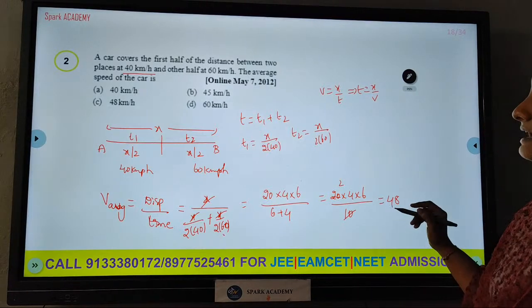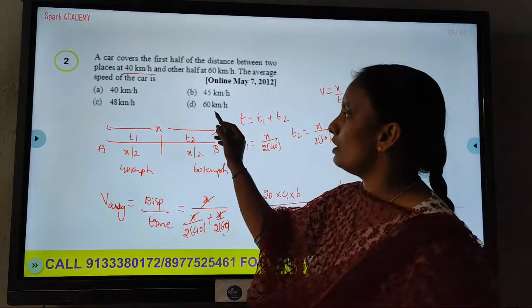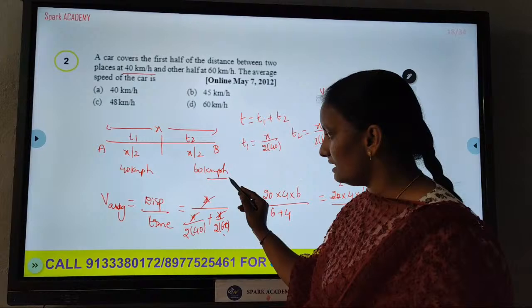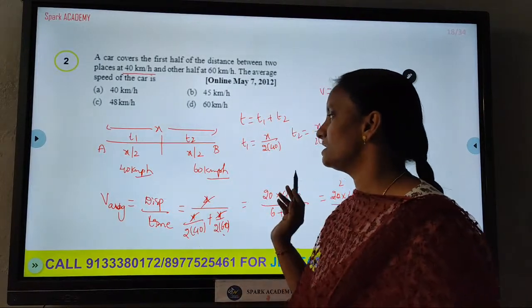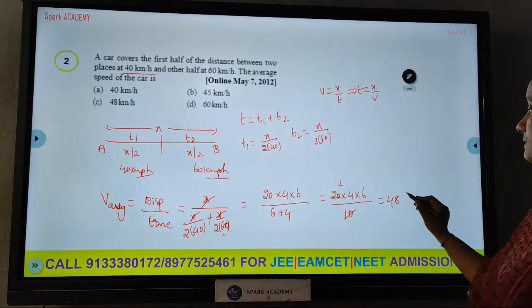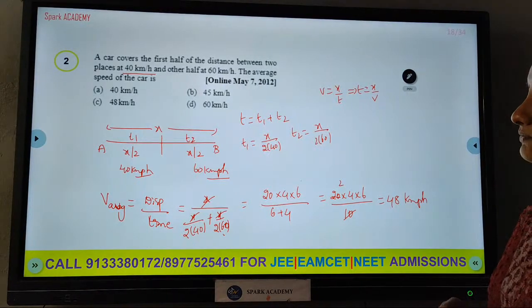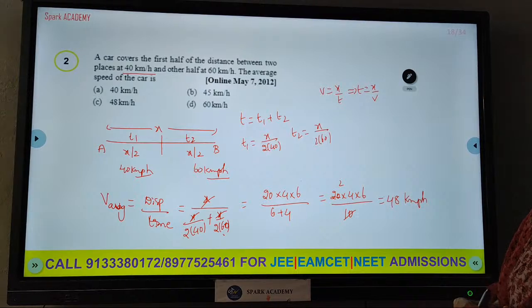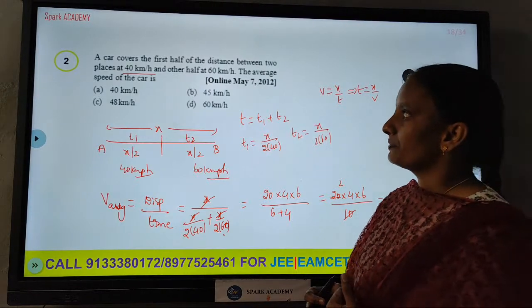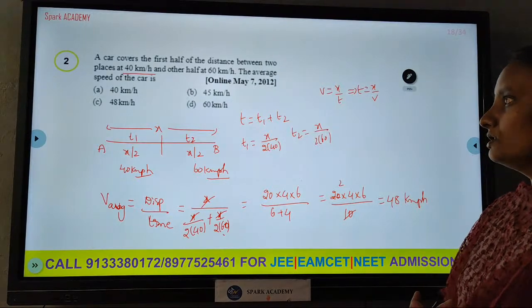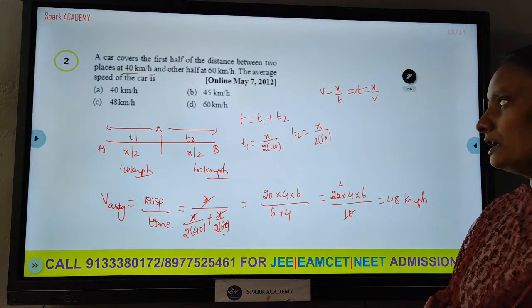This is the average. The given options are all in kilometer per hour only. That is why we did not convert these speeds into meter per second. So the average value is also given in kilometer per hour. So you need to be careful with the options also. The given values might be given in one system, and options will be in the other system. So before substitution, you need to look into that.